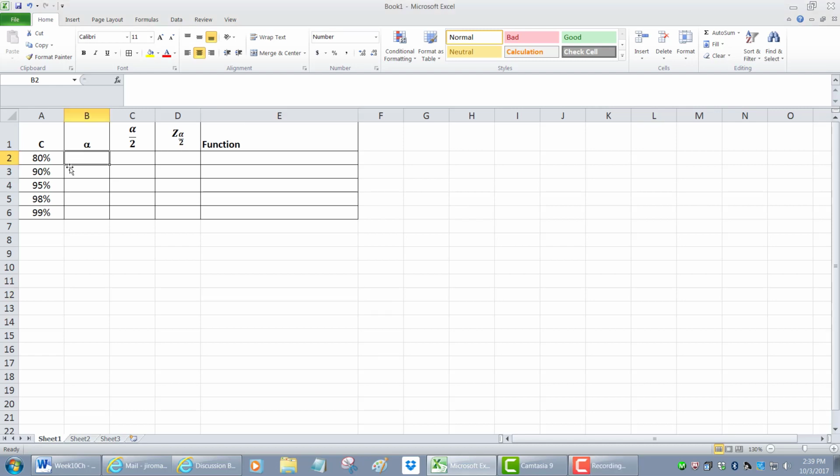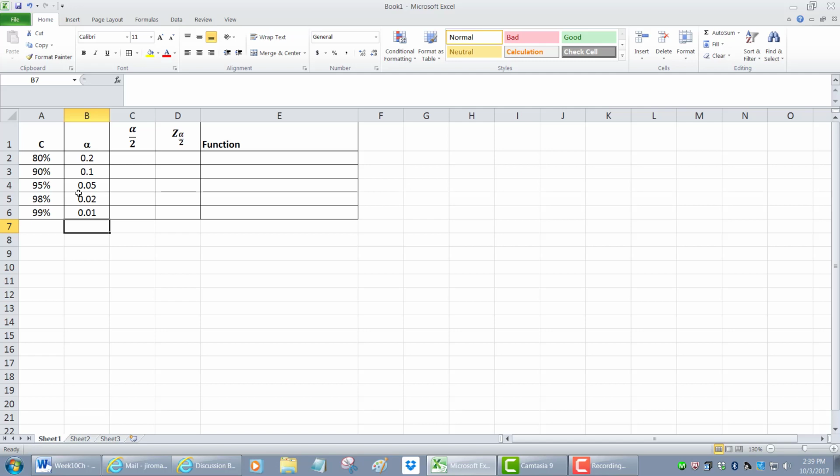1 minus c. So in the case of 80%, we're going to say it's equal to 1 minus 0.8, which is 0.2. In the case of 90%, it's 1 minus 0.9 or 0.1. In the case of 95%, it's 1 minus 0.95 or 0.05. In the case of 98%, it's 1 minus 0.98 or 0.02. And in the case of 99%, it's 1 minus 0.99 or 0.01.